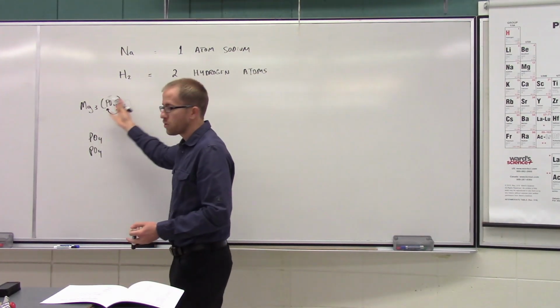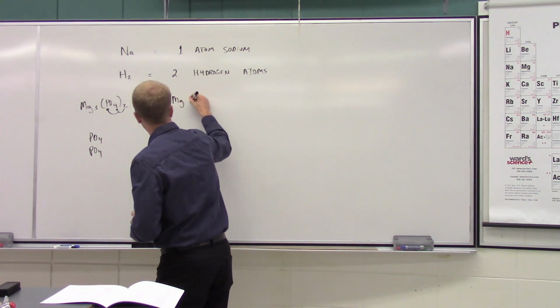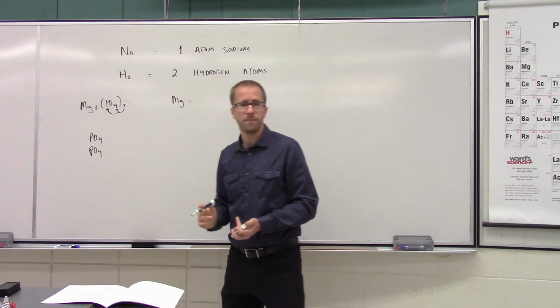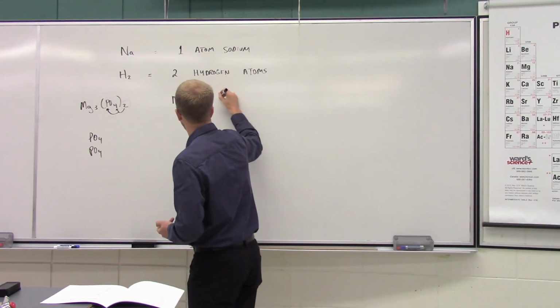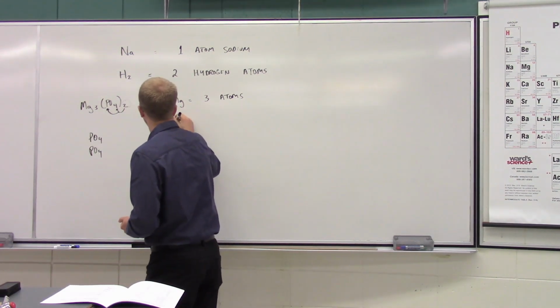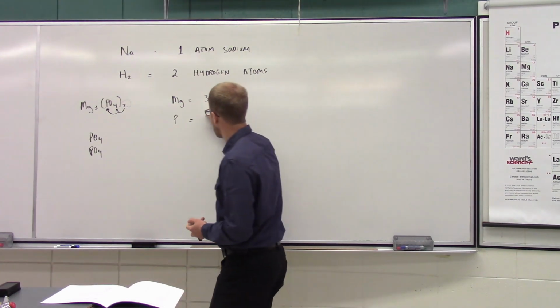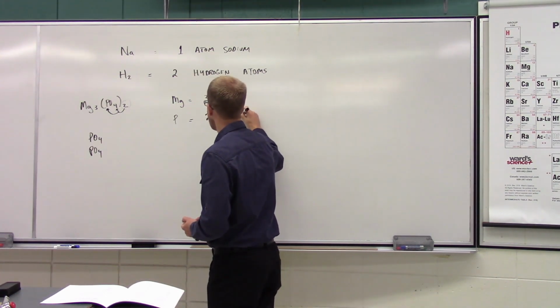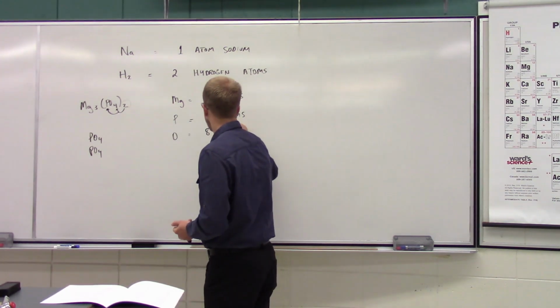So let's now count all of our atoms. We already kind of did it, but let's just do it formally. How many atoms of magnesium do we have? 3. We have 3 because the subscript is 3. Right, so we have 3 atoms of magnesium. How many atoms of phosphorus do we have? 2. We have 2 atoms of phosphorus. And how many atoms of oxygen? 8. We have 8.